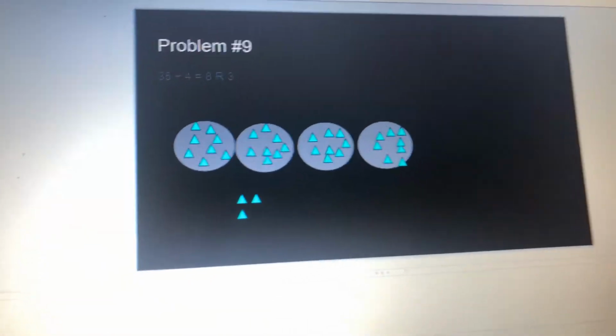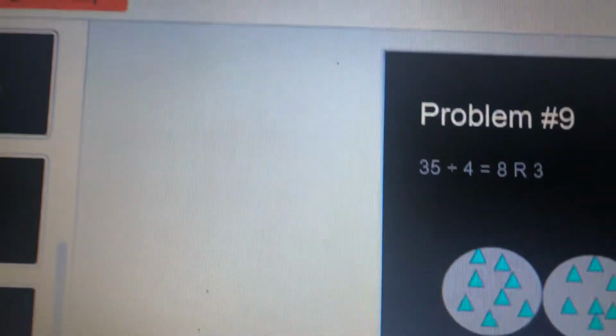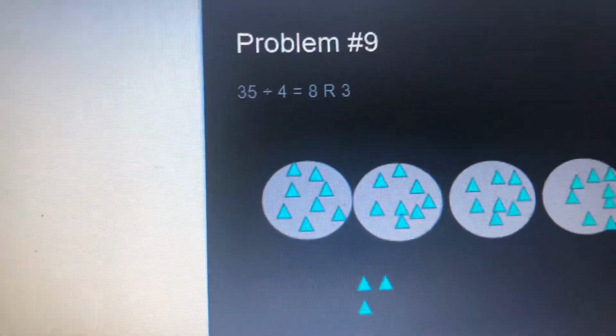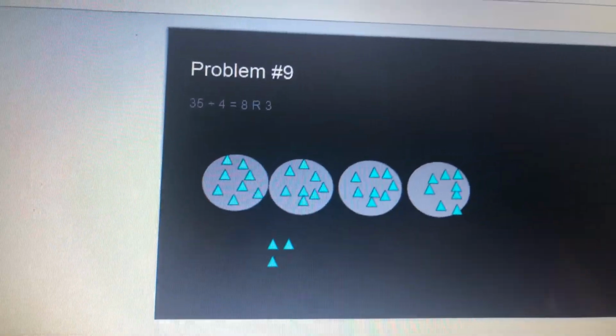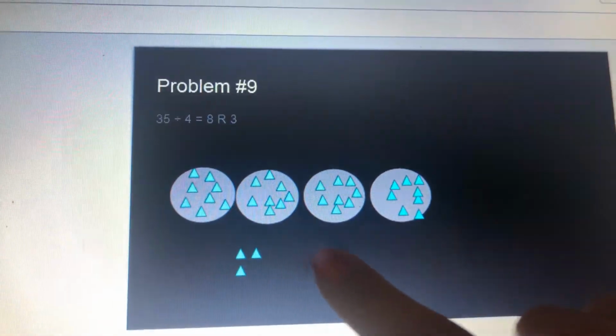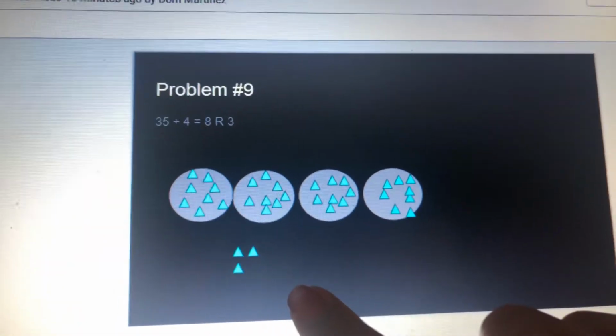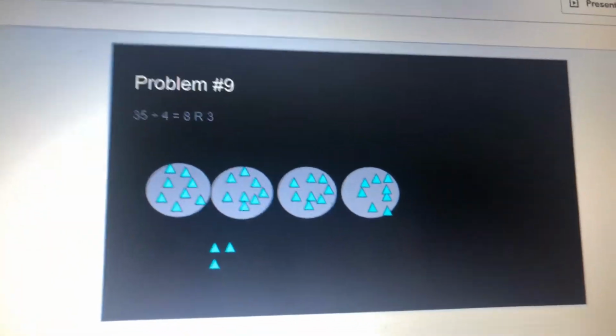Your next problem, problem number 9, should have been 35 divided by 4 equals 8, remainder 3. Okay, would have been able to fit 8 pieces into each of these 4 circles, and I would have had a remaining amount of 3 pieces.